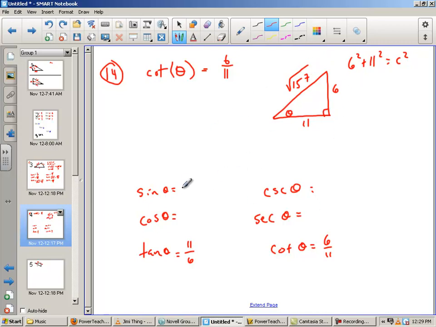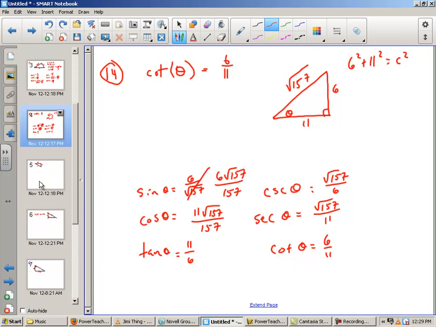So that's our hypotenuse. So the sine would be 6 over root 157. But we know we have to change that. So we're going to put 6 root 157 over 157. Similar thing happens with cosine. I would get 11 over root 157. So I'm just going to straight go to 11 root 157 over 157. The opposites, the cosecant and the secant, the reciprocals, would just be root 157 over 6 and root 157 over 11. And there's my trig functions again, using that O over H and H over O, finding those values from the equations we wrote down earlier.